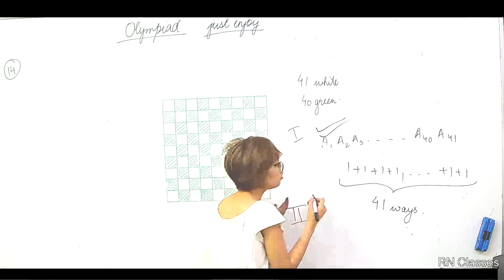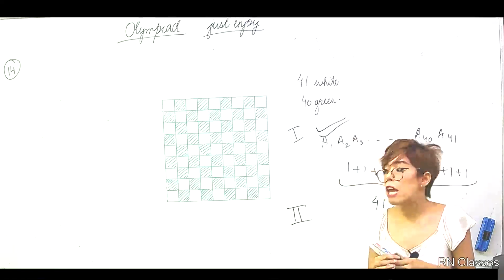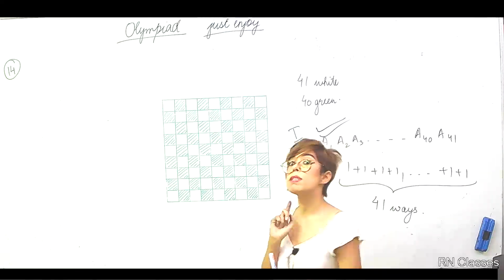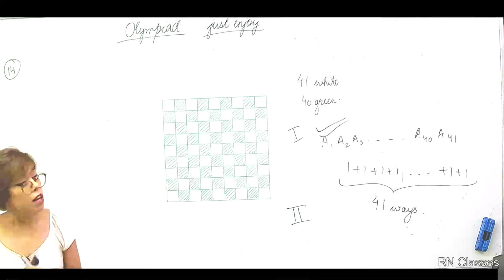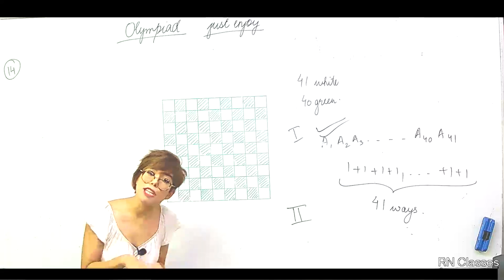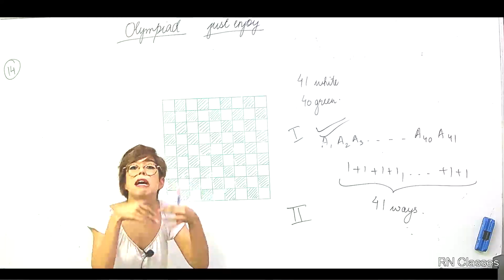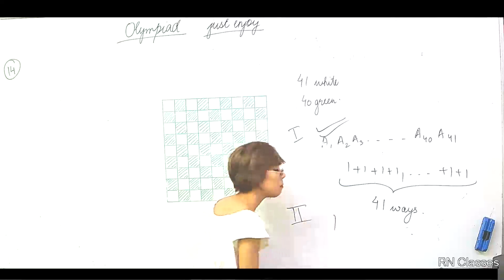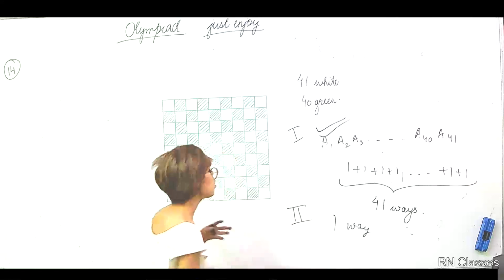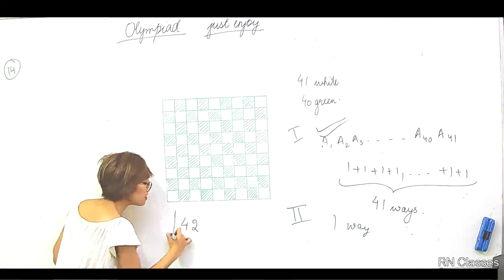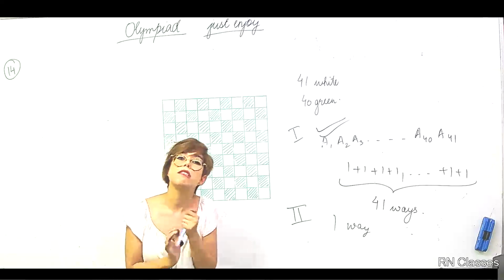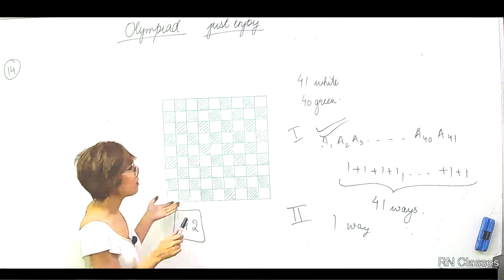Now you'll be like, ma'am, we can choose green squares. If I choose all the green squares, only the green ones, they will not share a common side. You're absolutely right. How many green ones do you have? 40. We have to choose 40 out of 40 squares. How many ways are there? Obviously all of them, there is just one way. So 41 ways came from there, one way from here, that means the total will be 42 ways. This was a basic common sense question, just to check whether you have observation or not.